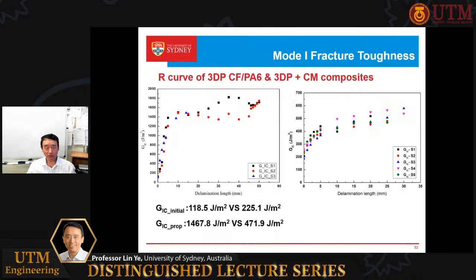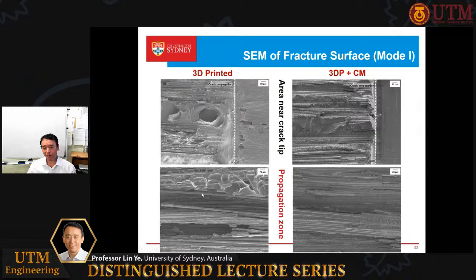Here we have the crack growth resistance curve, one for the directly printed and another with compression molding. In fact, I already discussed the results. Look at the fracture surface: you can see the voids exist everywhere, but after compression molding it's back to the normal fiber reinforced composite.